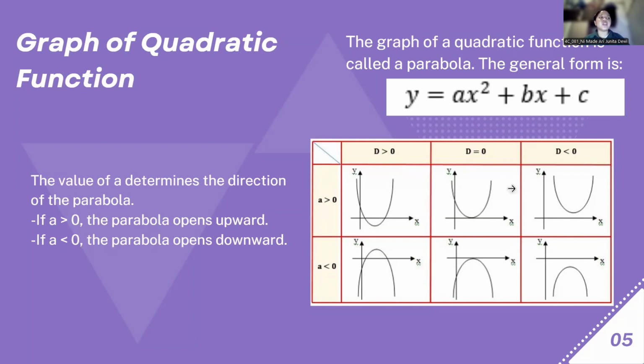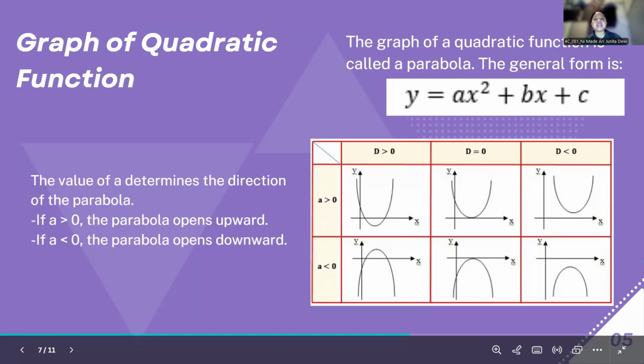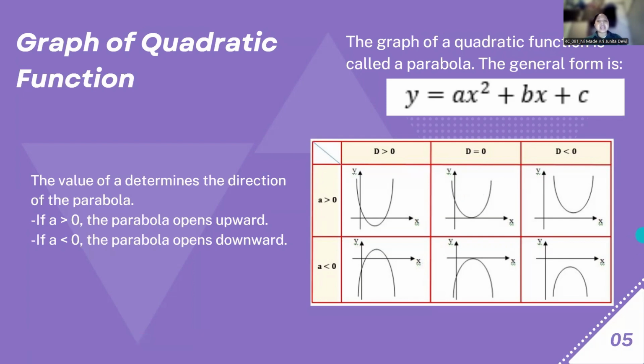That is, look at the screen. And if a is negative, the parabola opens downward. That is. The first one is the vertex. The vertex is the highest or lowest point of the parabola. The second one is the axis of symmetry, which is the vertical line that divides the parabola into two equal parts.